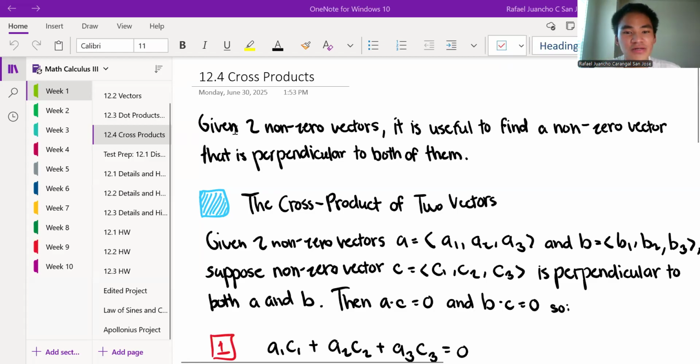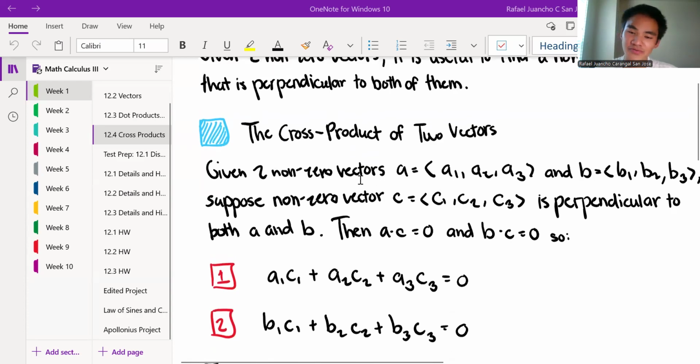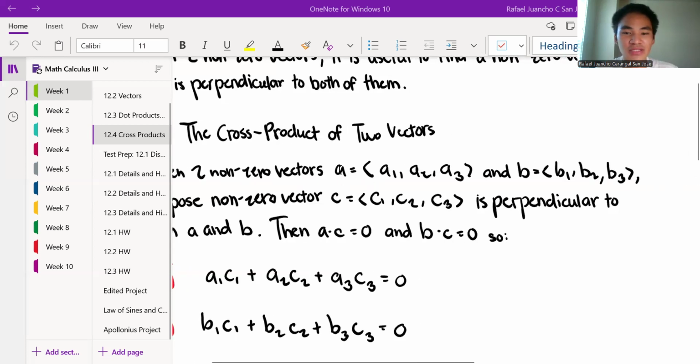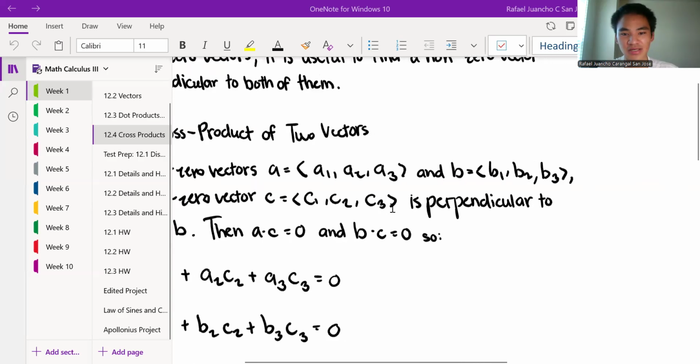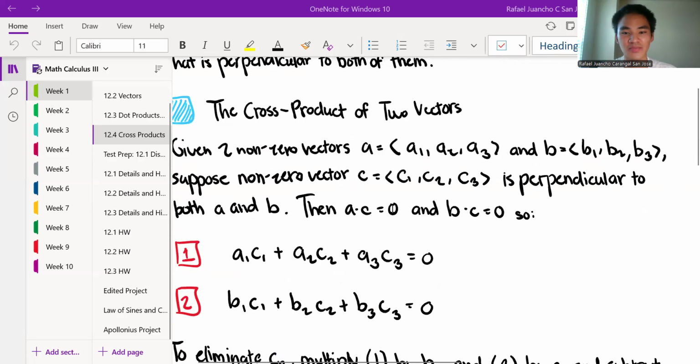So here, if we're given two non-zero vectors, it is useful to find a non-zero vector that is perpendicular to both of them. I still don't know why, I'm just new. Please bear with me. Cross product of two vectors. So we have A and B, and suppose vector C is perpendicular to both A and B.